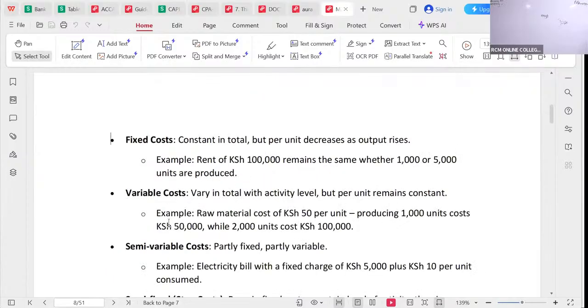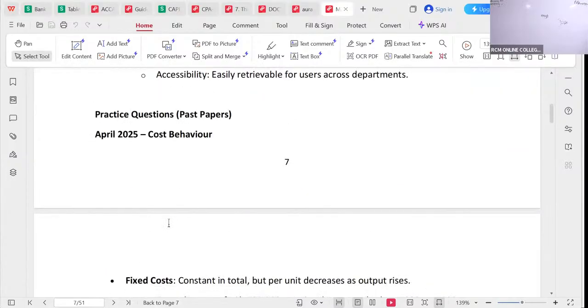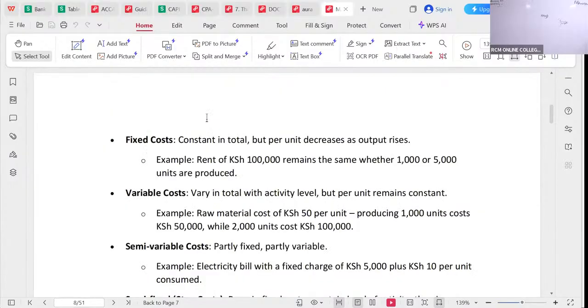Now we can go, ladies and gentlemen, to past paper questions. We start with April 2025, where they asked us about cost behavior. Do you have the question itself, like a past paper? Seems they don't have, eh?